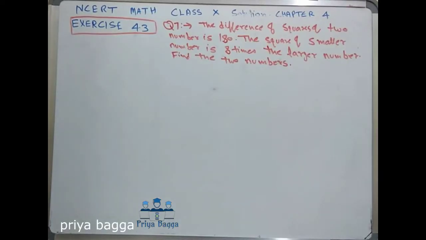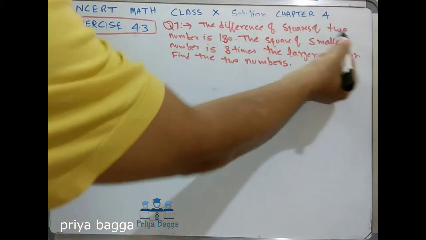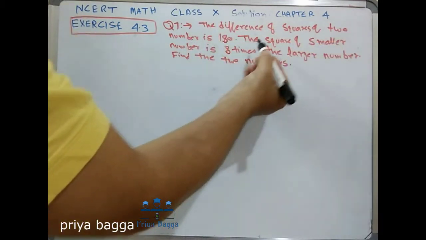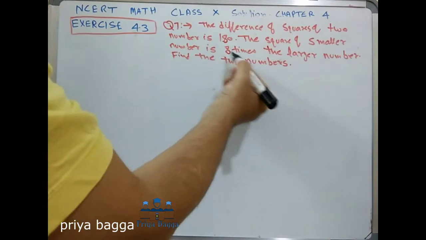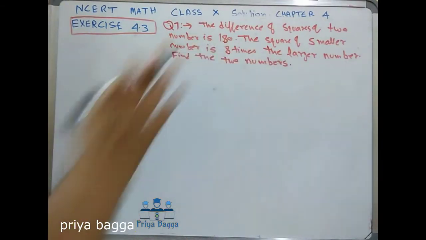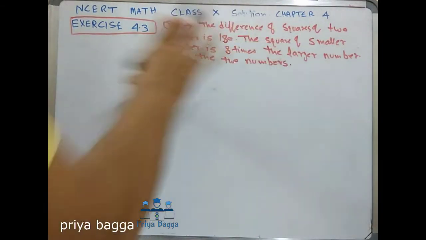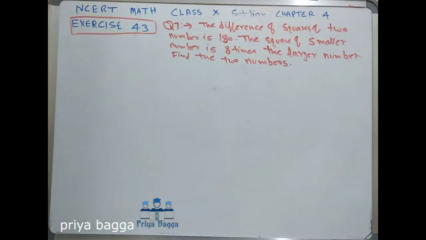Okay, so now we will solve question number 7 of exercise 4.3 of quadratic equations of class 10th mathematics. The question is: the difference of squares of two numbers is 180. The square of the smaller number is 8 times the larger number. Find the two numbers. Basically, in this question he is asking us to find the two numbers, and in this statement he has given the relationship between those two numbers.